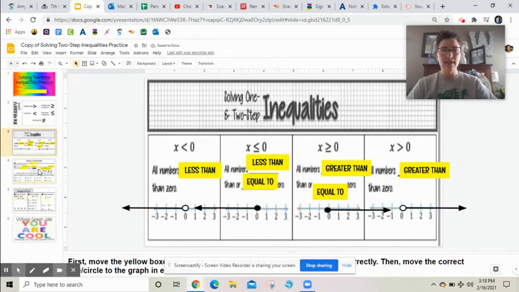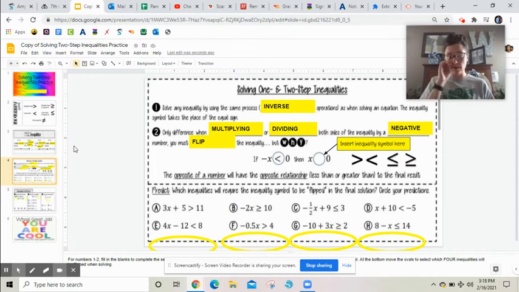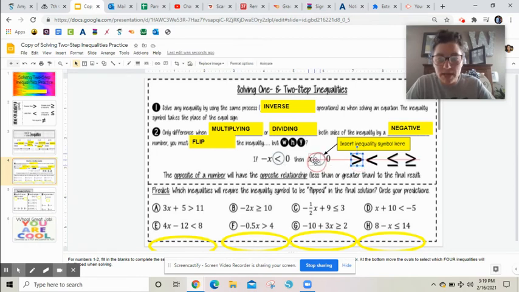Okay. The next slide, I already filled these in as well for you guys, so they're easy. So solve inequality by using the same process, inverse operations, just like when solving equations. The inequality symbol takes the place of the equal sign. But the only difference is when multiplying and dividing both sides of the inequality by a negative, you have to remember to flip that symbol. So for example, if this one here was less than, it would actually be greater than if we had to flip it, okay? So the opposite of a number will also have the opposite relationship, okay?